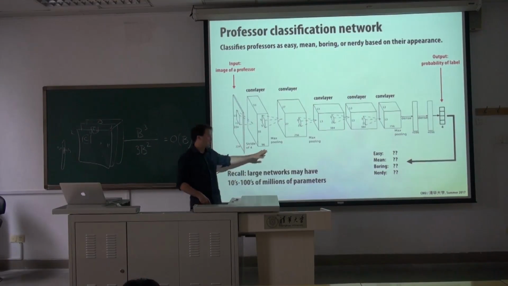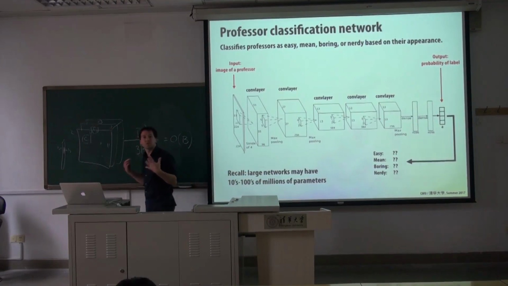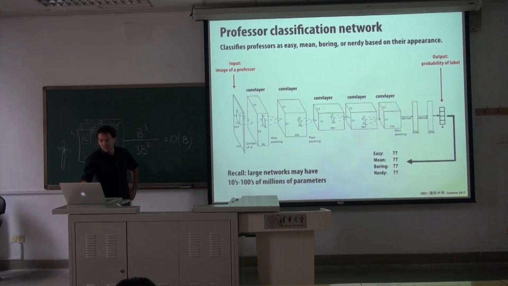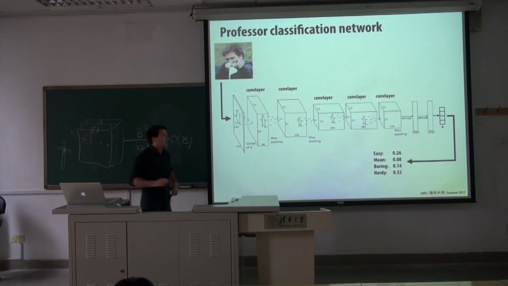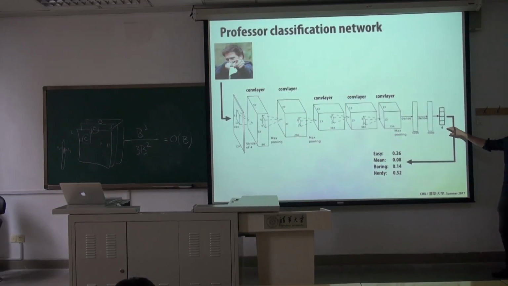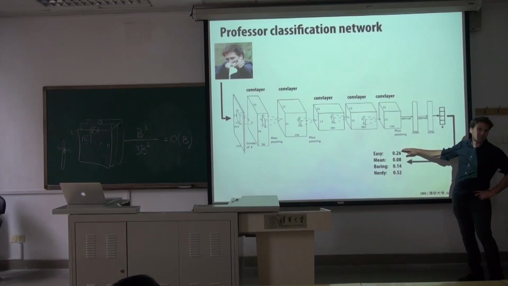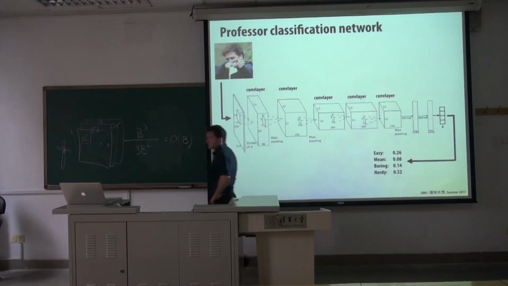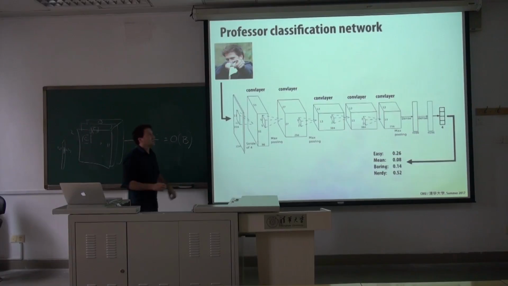Now, recall that these large networks may have tens or hundreds of millions of parameters. Efficient ones may only have a few million parameters, but we have millions of parameters that we need to set so that if we input some image, we do all these convolutions, and then what comes out at the very end is a probability distribution that makes sense. So in this case, the output of this network says that there's a 52% chance, or 52% confidence, that that professor is a nerdy professor. Now, the question is, how do we magically set these 10 million or 100 million numbers so that this comes out to be true?